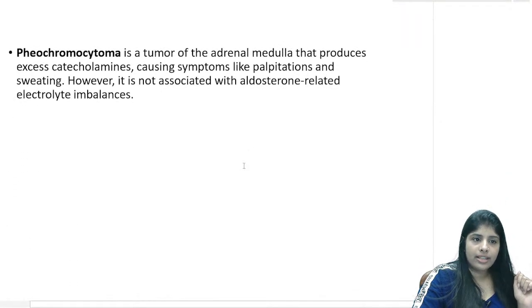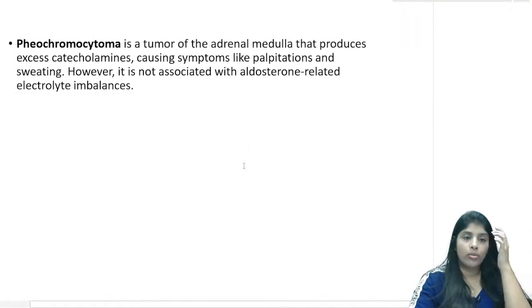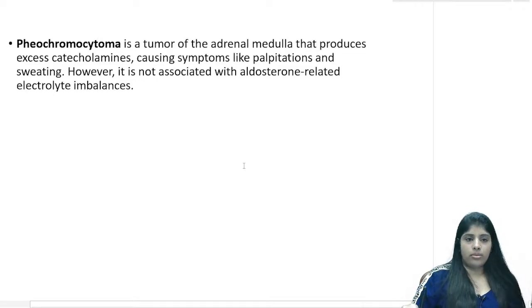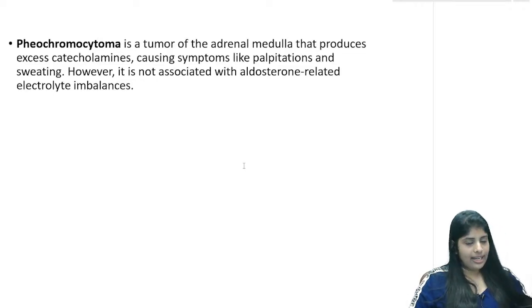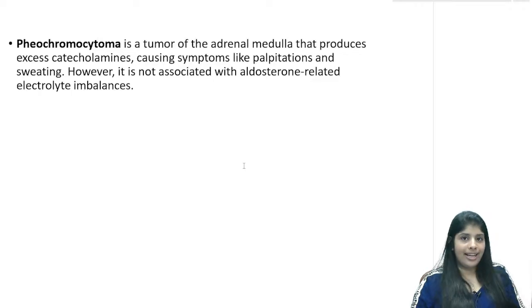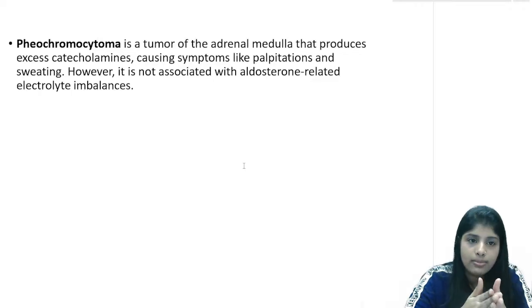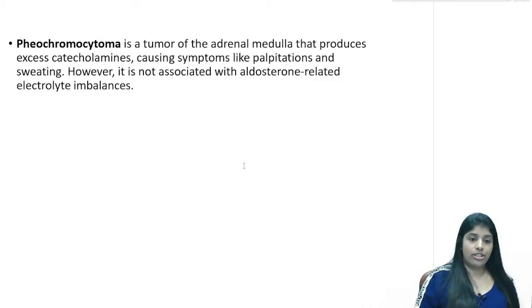So now the next option was pheochromocytoma. So what is pheochromocytoma? We have the adrenal, right? In the adrenal, we have the medulla and the cortex. So what does this medulla secrete? Medulla secretes catecholamines.